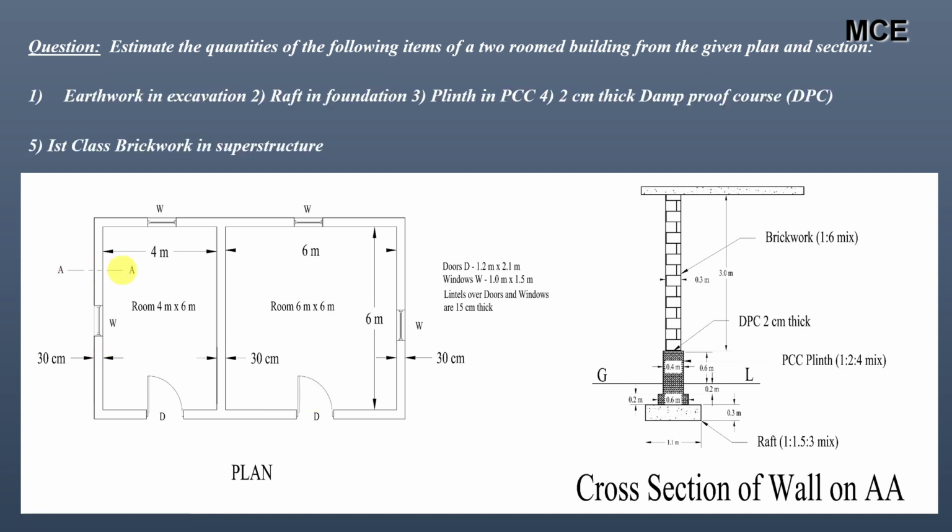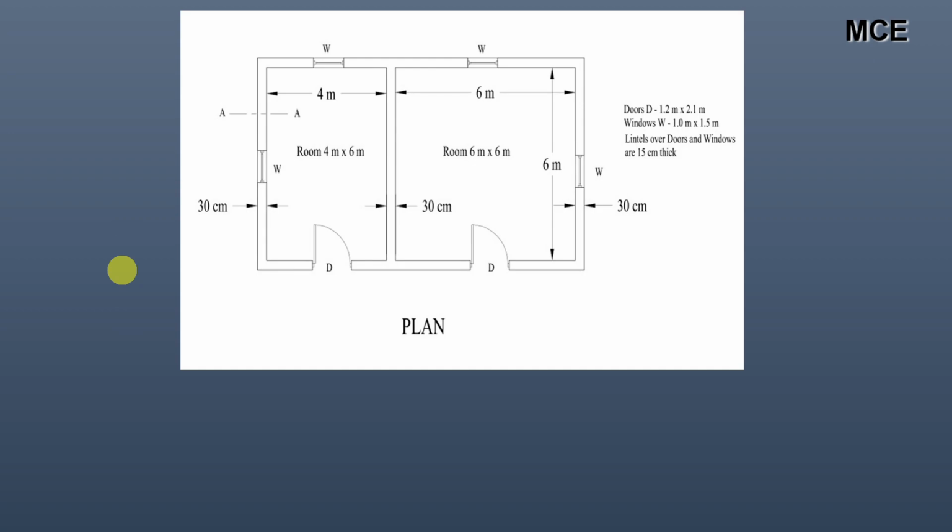So we have to find the earthwork in excavation, raft in foundation, plinth in BCC, 2 centimeter thick damp proof course, and the first class brickwork in superstructure. Before applying the long wall and short wall method of estimation, we have to find the center to center length of long wall and short wall. That is, we have to decide which will be our long walls and which will be our short walls. We usually take long walls along the longer dimension of the building, that is the length of the building, and short walls along the shorter dimension of the building, that is along the breadth.